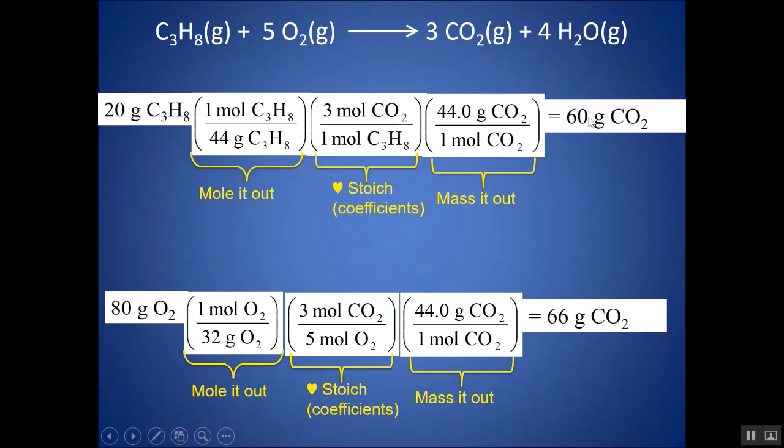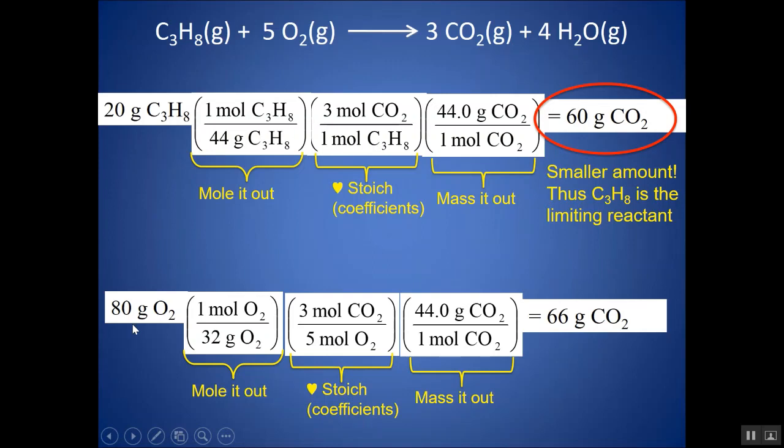If all the C3H8 was used up, I get less CO2 than if all the O2 was used up. So it's the C3H8 that's the limiting reactant. So 60 grams of CO2 is my theoretical yield of CO2, and C3H8 is my limiting reactant. O2 is in excess. It's my excess reactant. It's not limiting.